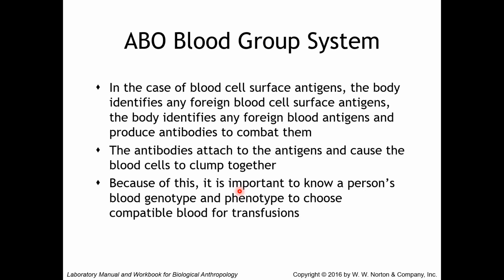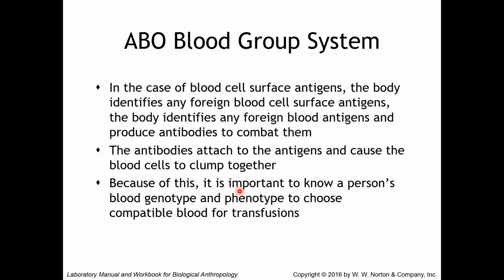In the case of blood cell surface antigens, the body will identify any foreign blood antigens and then produce antibodies to combat them. The antibodies will then attach to the antigens and cause the blood cells to clump together. The coagulated blood does not travel smoothly through the blood vessels, and the body cannot get the blood and oxygen it needs. This condition, if not treated, can result in death. So because of this, it is important to know a person's blood genotype and phenotype to choose compatible blood for transfusions.